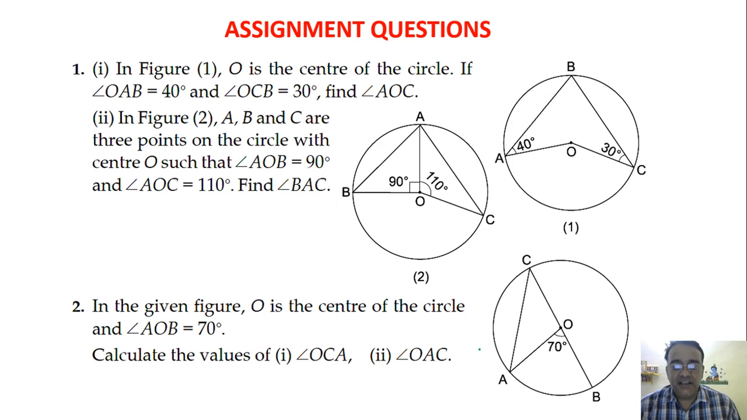Now the next section is assignment questions. Only 2 questions are there, and in the first question you have to find angle AOC. This is the first figure. And in the second one you have to find angle BAC. And in the second question you have to find angle OCA and OAC. These assignments you have to complete and send through Google Classroom.